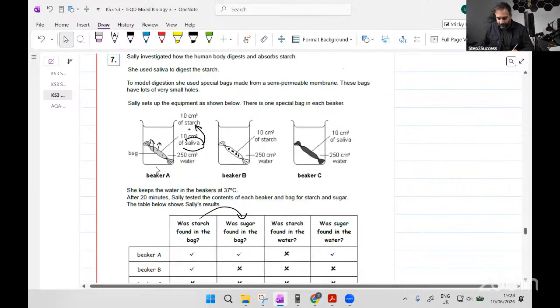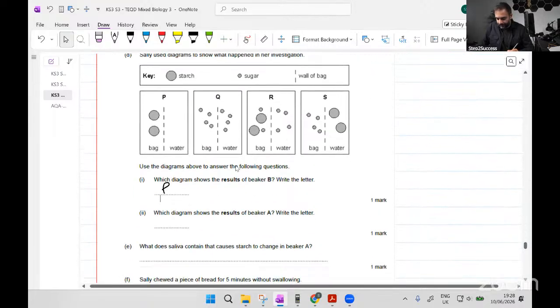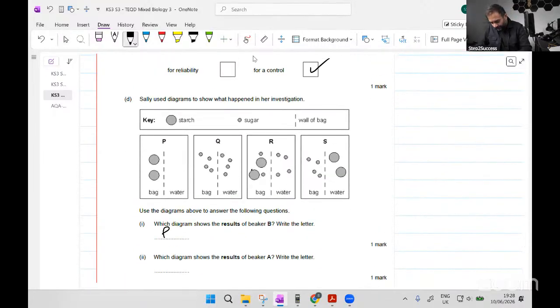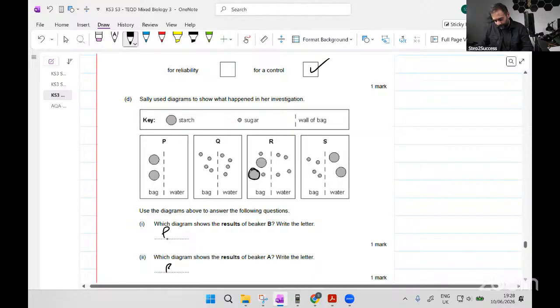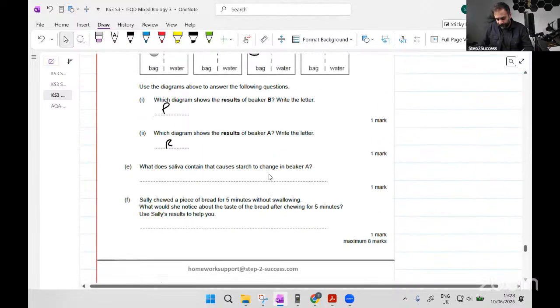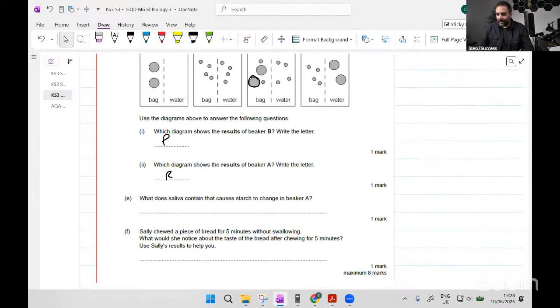So P, which shows A. In A, what happened was some of the starch got broken down into sugar, and some of the sugar then moved out of the bag. So we should have starch on this side, and some sugar because it's broken down, and some of the sugar has gone across into the water. So R must be what's happening in beaker A. What does saliva contain? There's enzymes, but let's try and name it. The name of the enzyme that breaks down starch is called amylase.